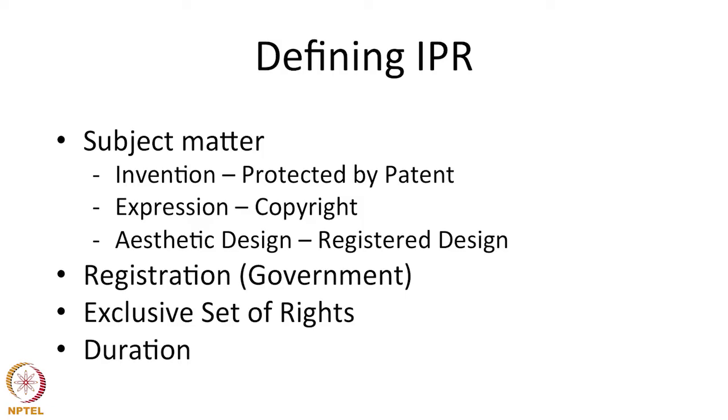Now, coming back to our definition. So, we know an intellectual property by the subject matter on which it manifests itself. If an idea manifests itself in the form of an invention, then that is protected by a patent. If the idea manifests itself in the form of an expression, a literary work or an artistic work or a cinematographic work, then that is protected by a copyright. If the idea is an aesthetic design, a design that pleases the eye with no functional component to it, it's just that it pleases the eye, then we say that subject matter can be protected by a registered design.